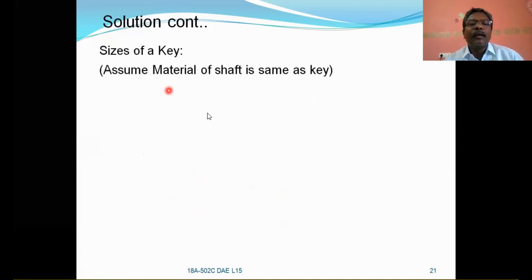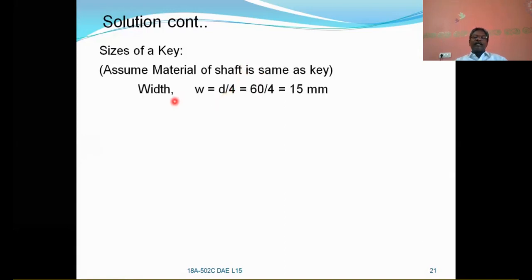Assuming the material of the shaft is the same as the key material, now let us, as per the standards and proportions, take the width of the key W equal to D by 4, that is 60 by 4, equal to 15 mm, and the thickness of the key t equal to D by 6, that is 60 by 6, equal to 10 mm. That means the width is 15 mm and the thickness of the key is 10 mm.